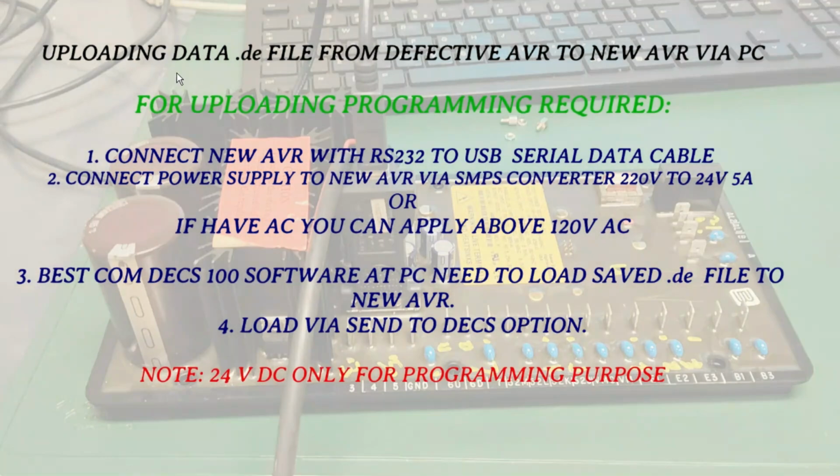For uploading the data, you see this is the file. For uploading the DEX file from the defective AVR to the new AVR via the PC, connect the new AVR with the same RS-232 to USB serial data cable. Connect power supply to the new AVR via the SMPS converter, 220 volt, the same rating. And if you want to apply AC, the same process, everything.